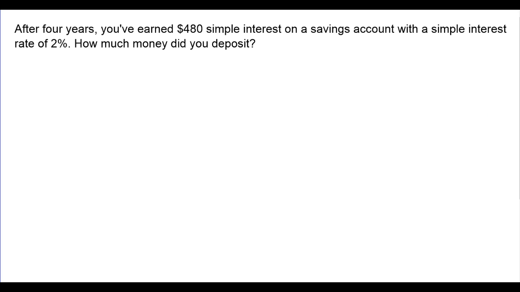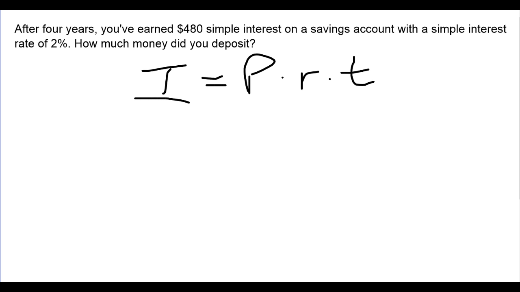Moving on to the next problem, see what you can do here, remembering that our formula is I equals PRT. Here we have a different unknown, so it's just a matter of figuring out what each number means, plugging them into the formula, and solving the equation that you get. So go ahead, pause the video, and come back when you're ready to look at this.